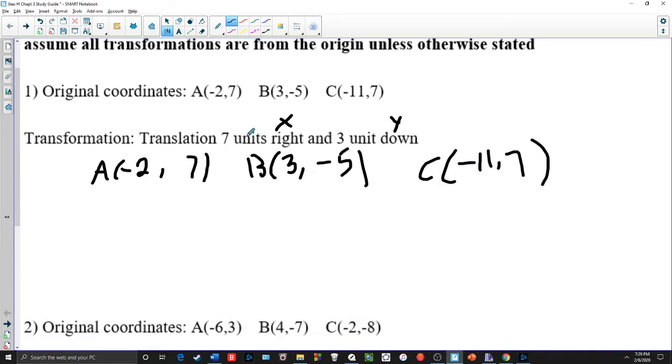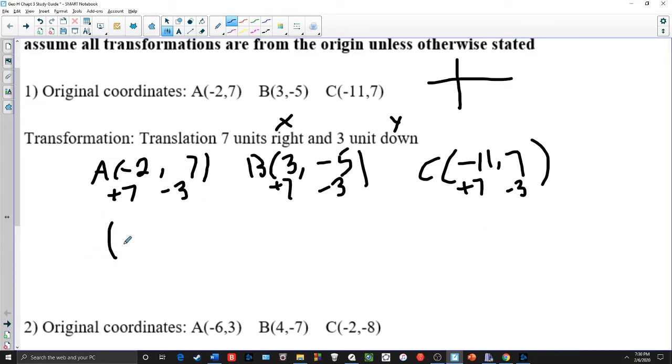So if we're going to move 7 right and 3 down, that means 7 right, well, right is a positive direction. If you think on the graph, if you go right, you're in the positive x numbers here. So I'm going to add 7 to all my x's. And 3 down. Well, down is a negative direction on the y-axis. So I'm going to subtract 3 from all my y's. Down is a negative direction, right is a positive direction. Thus the difference between adding and subtracting.